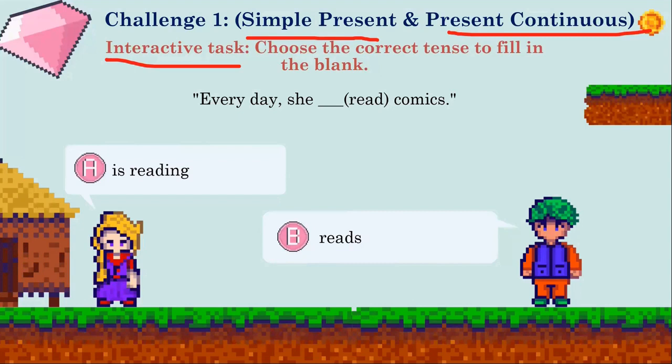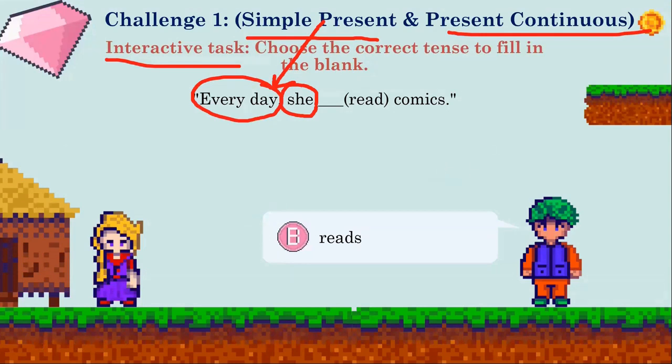5, 4, 3, 2, 1. Okay, so let's see here. For this sentence, a very important word here is every day. So we can think about simple present tense here. And because she is the third person singular, we have to use, yes, the correct answer is B, reads, with S at the end of the verb here. Okay, so let's move to the next one.